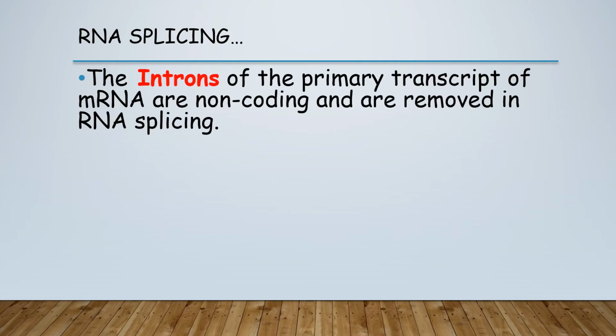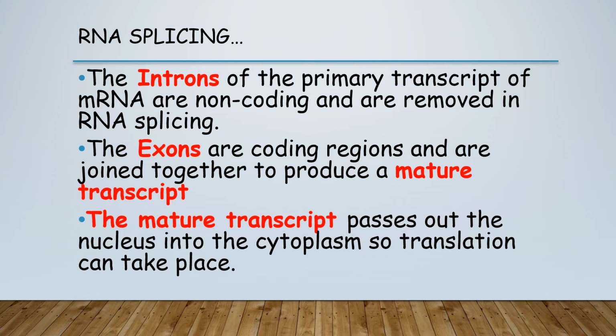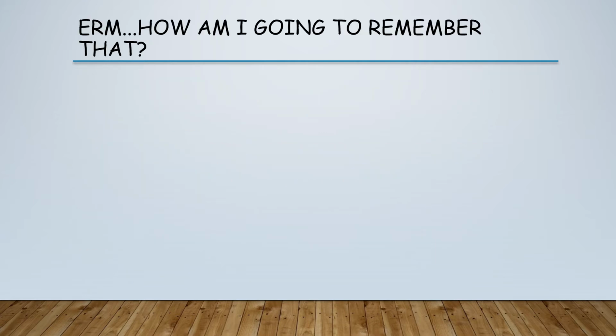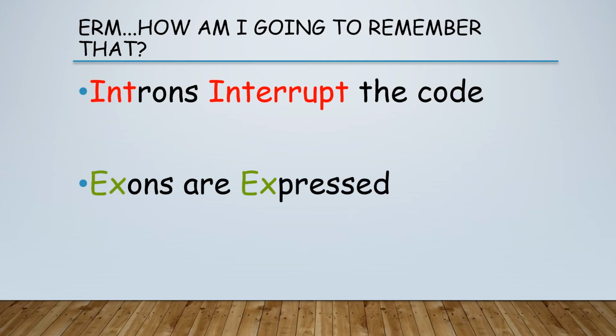So it's our introns of the primary transcript which are non-coding and are removed during RNA splicing. The exons are coding regions and are joined together to produce a mature transcript. And that mature transcript is what passes out of the nucleus into the cytoplasm so that translation can take place. But if that's a bit complicated, an easy way to remember it is introns interrupt the code, exons are expressed. So that's an easier way to remember that bit of information about introns and exons.